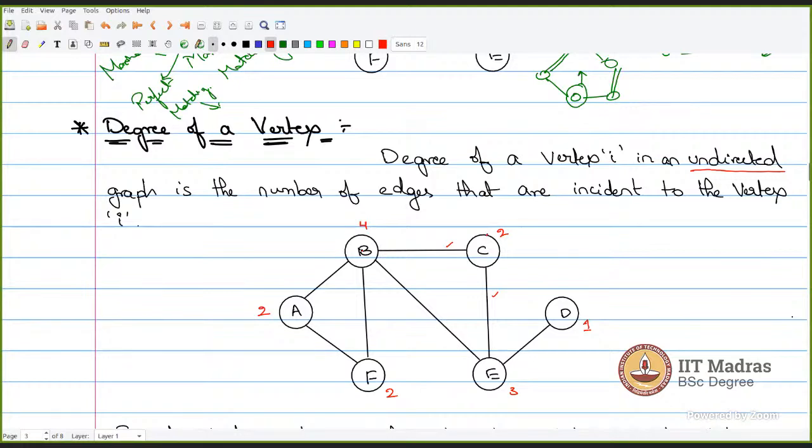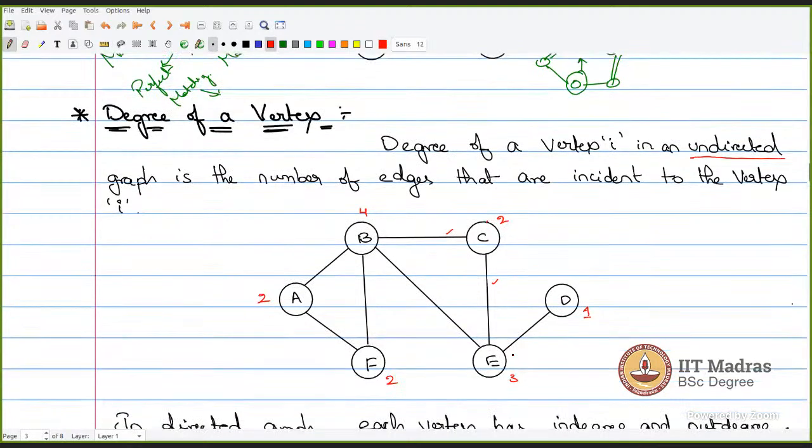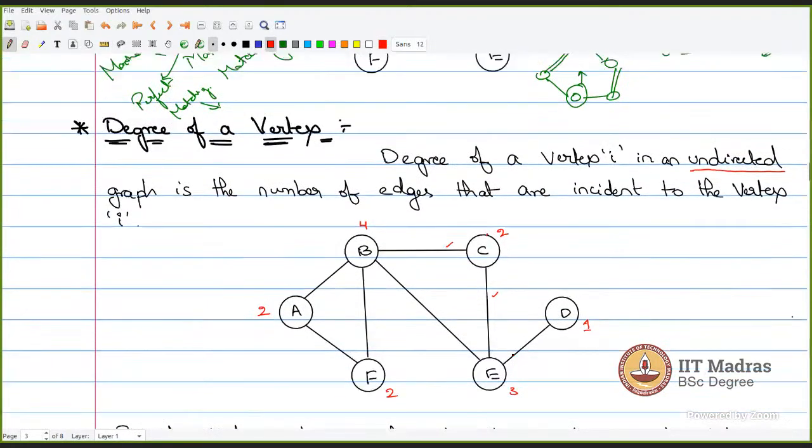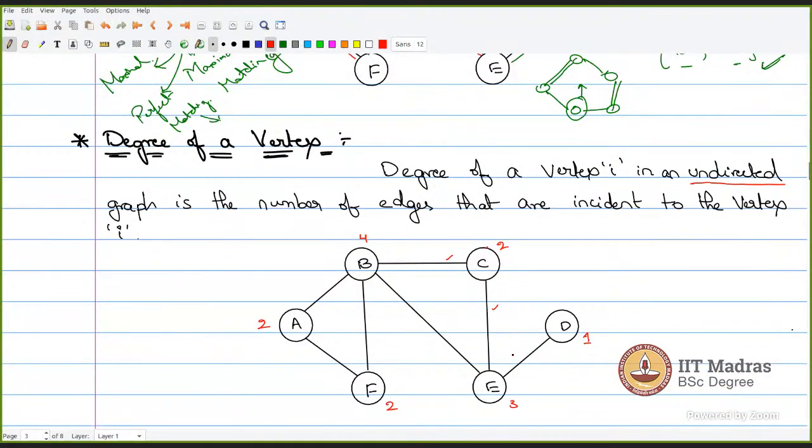Depending upon the question, if you are asked what is the degree of C, what is the degree of F, or what is the sum of all the degrees of vertices in the given graph, you just have to add 1 plus 2 plus 2 plus 2 plus 3 plus 4, that is 14. Correct. So this is how you find the degree of a vertex in an undirected graph.